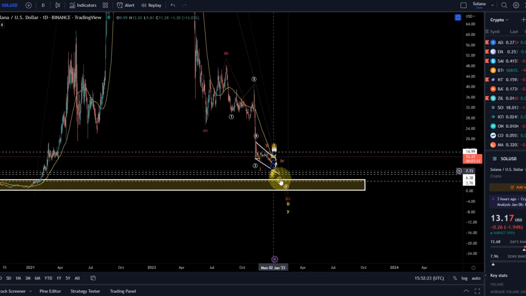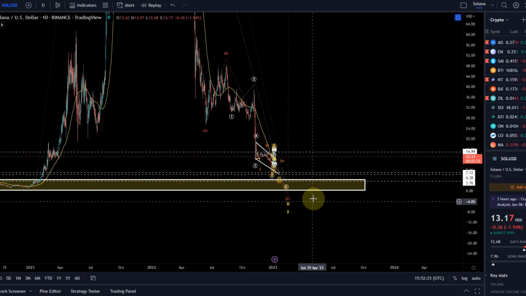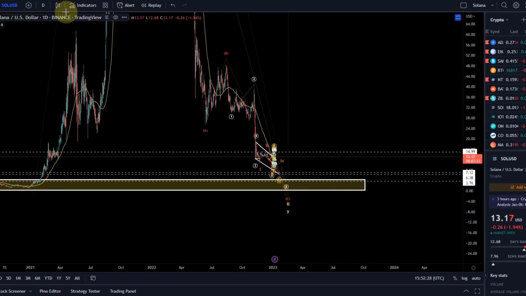I mean, the market was pretty much oversold down there in that region. So, you know, we need to watch it. We need to take it level by level.